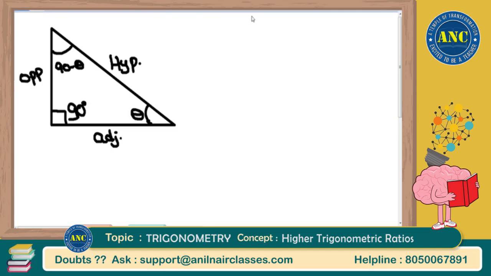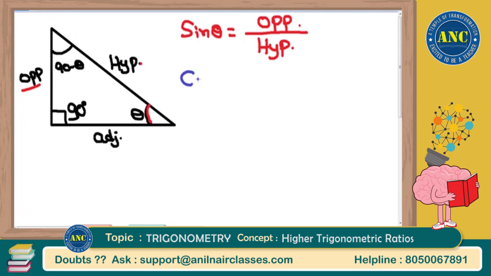Suppose I apply sin theta for this. What is sin theta? The sin theta definition is nothing but the side opposite to angle theta, which is the opposite side, divided by the hypotenuse. Sin theta is opposite by hypotenuse. Now listen carefully. If I apply cos of 90 minus theta, check it out, sir.